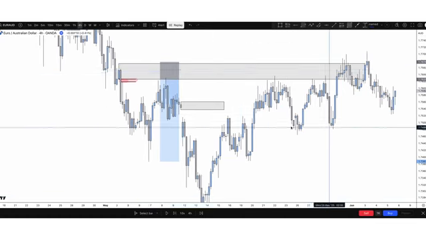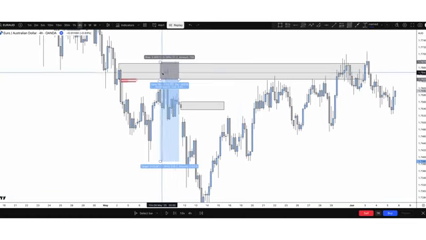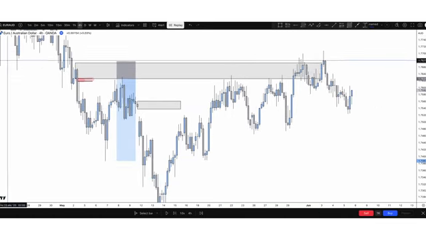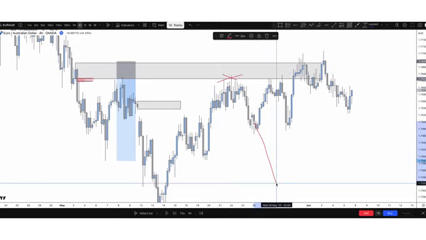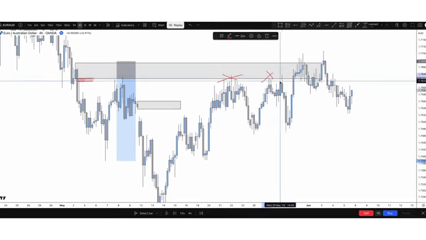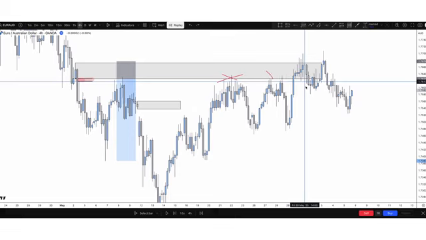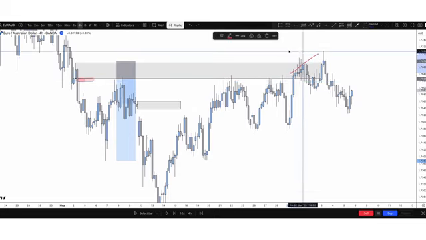So although we had this supply zone prepped up, we had the first trade, which would have been a great trade. But then the second tap, we don't want to sell here. This is not likely to get us into new lows. As you can see, it didn't do that. Third tap, we don't want to sell there. Fourth tap, we don't want to sell there. And then on the fifth tap, it actually breaks through.